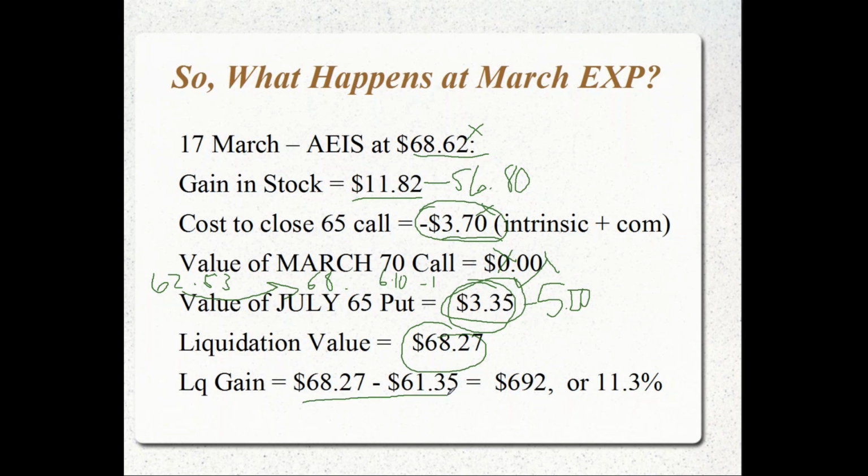So our liquidation gain, remember the 61.35 here includes stock, the put to lock in the gains, and the credit from the two calls. So we had a 61.35 cost basis after this adjustment on February 15th. Our liquidation value would be 68.27, so we have a gain of 692 or 11.3% on the position.